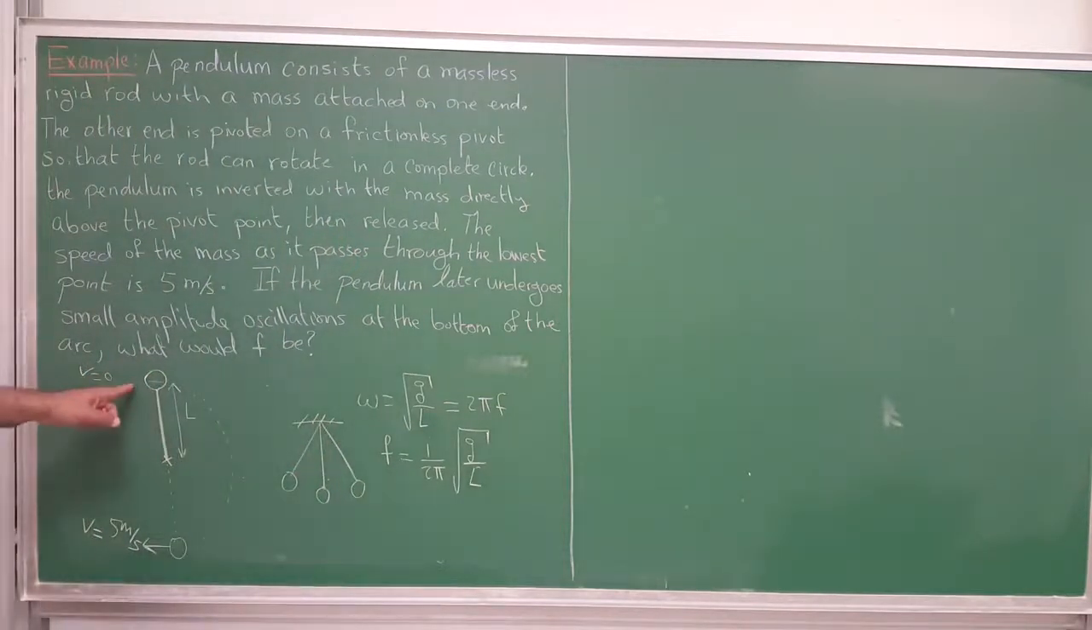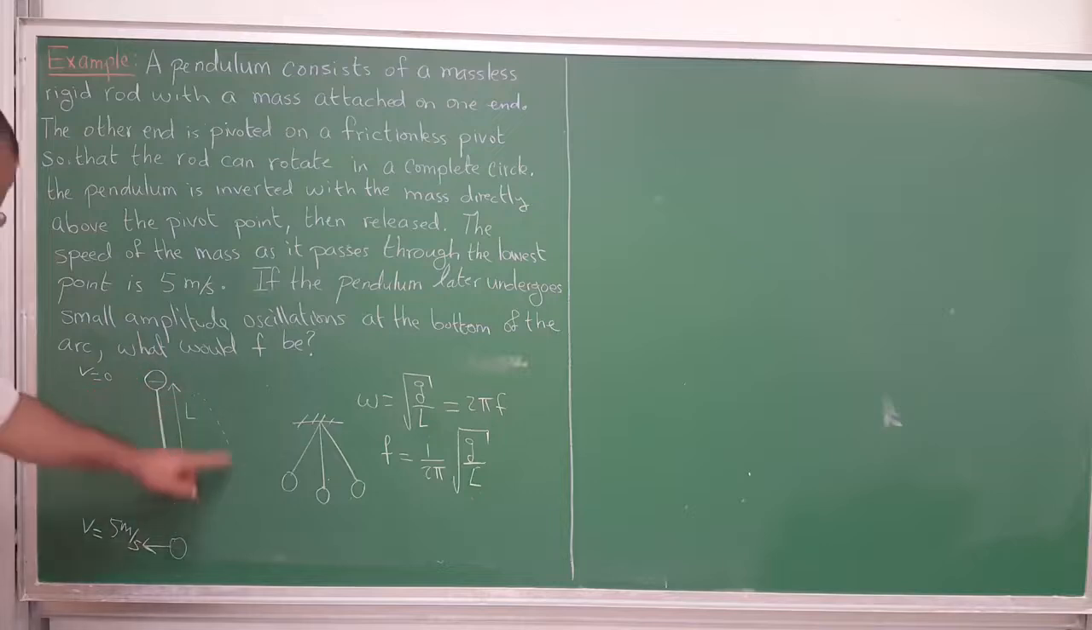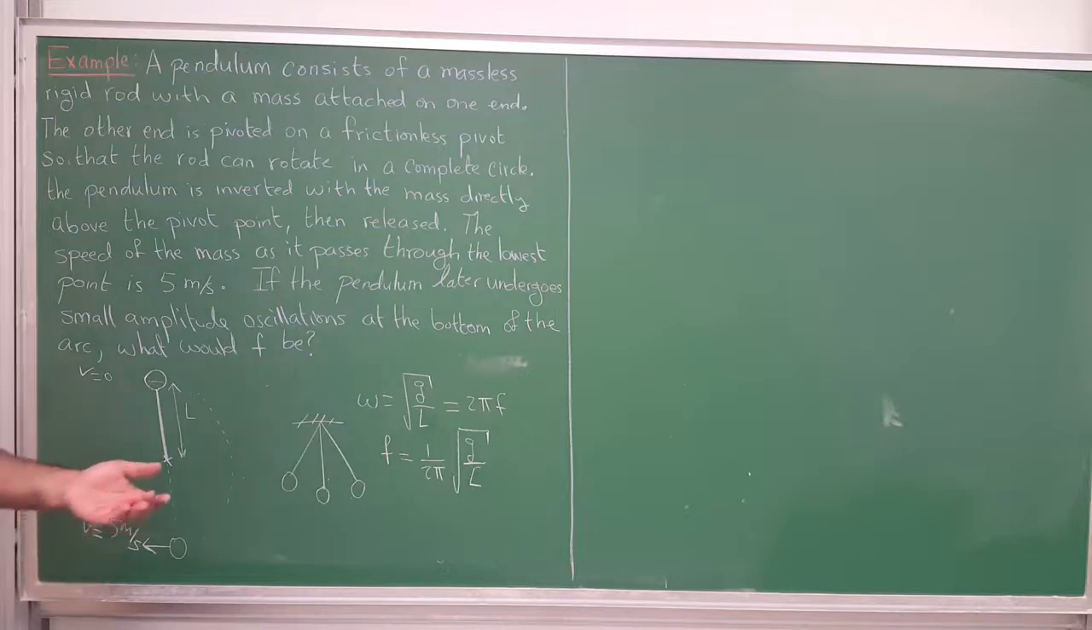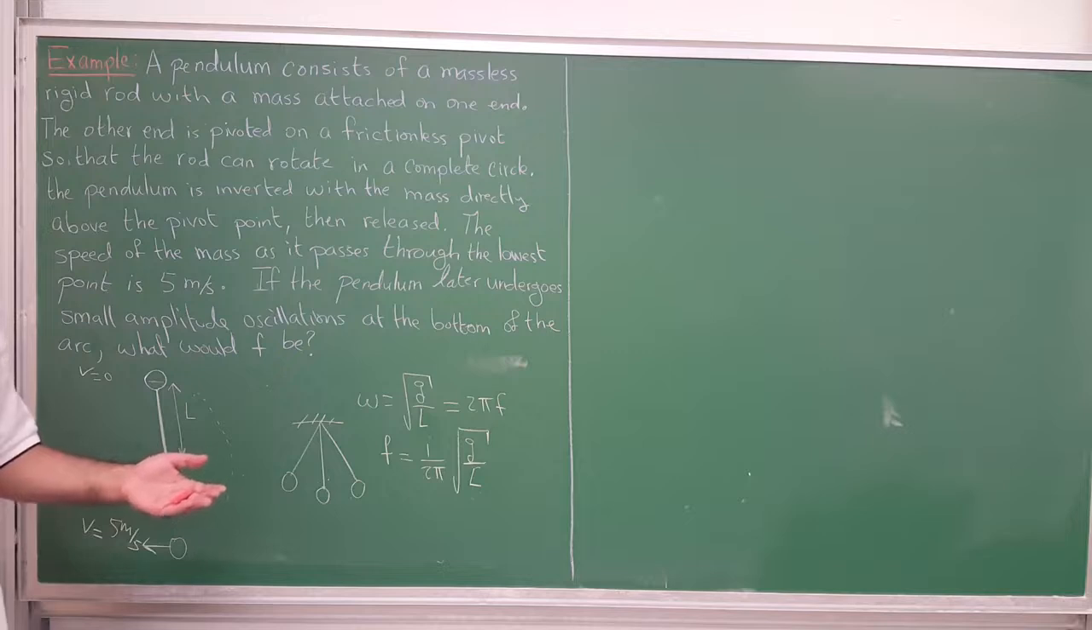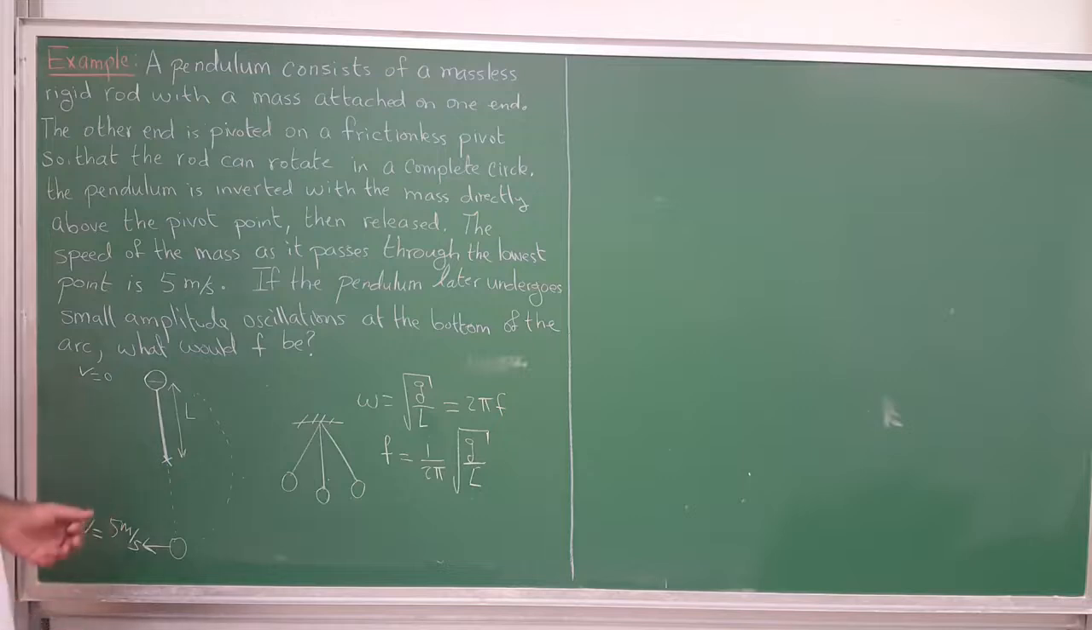So how would we find the length? Well, we know the speed here. We can use conservation of energy, because just because we're in the chapter on oscillations doesn't mean we forget about the rest of the chapters. It's all related to each other, and it can all be traced back to Newton's laws. Energy is conserved. There are no non-conservative forces doing work. There is no friction or anything.